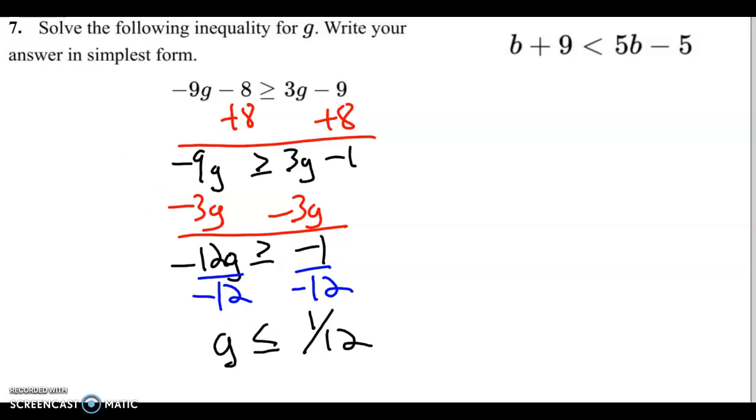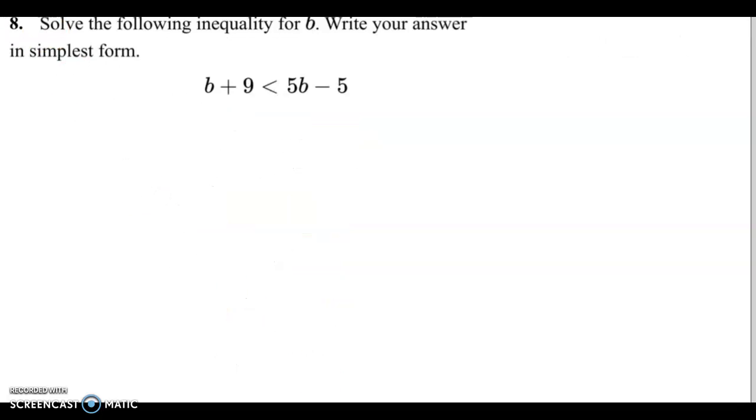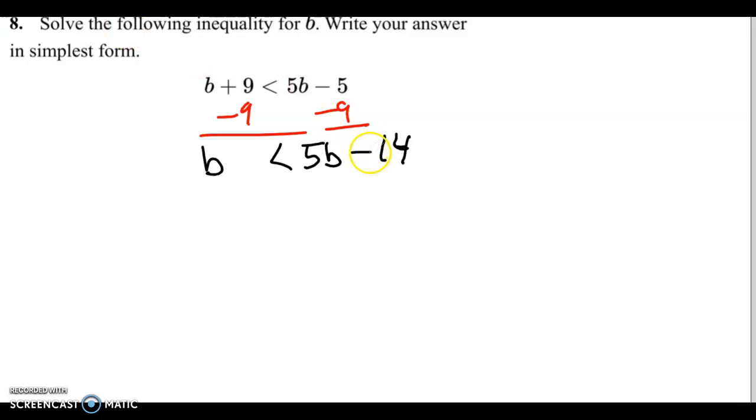Alright, let's take a look at our last example here. Alright, so again, we're going to move the numbers to the right. We're going to subtract 9 on both sides. Same sign, find the sum. -5 and -9 is going to get us -14. Bring down the 5b, bring down the b. You can look at that as 1b.